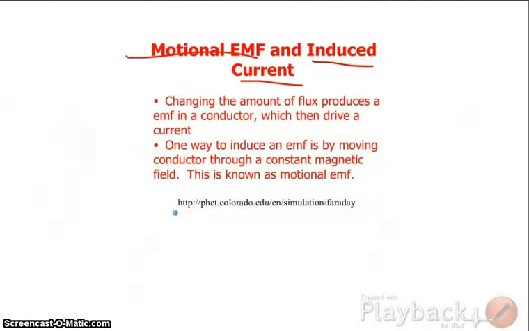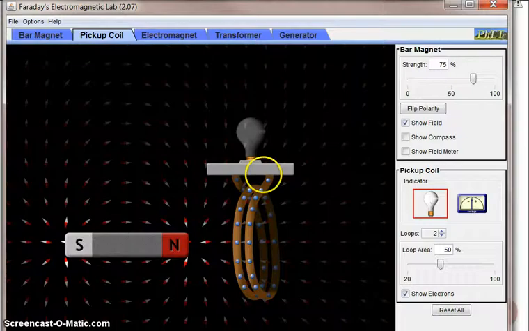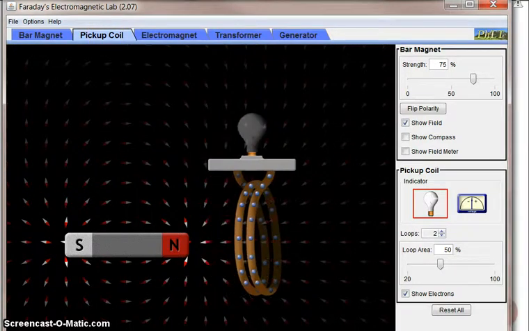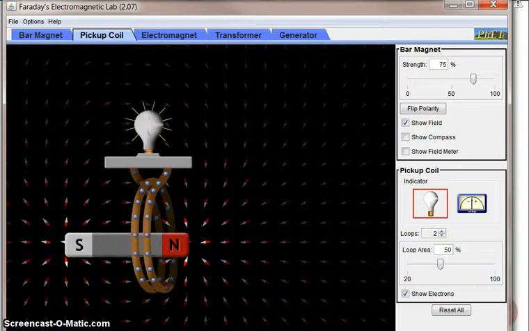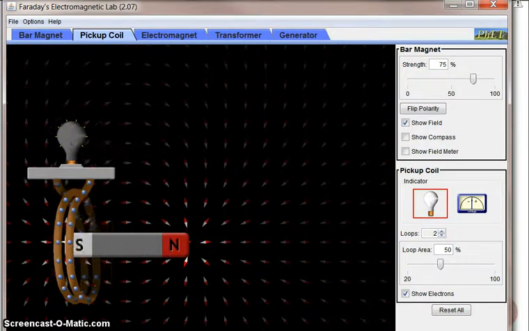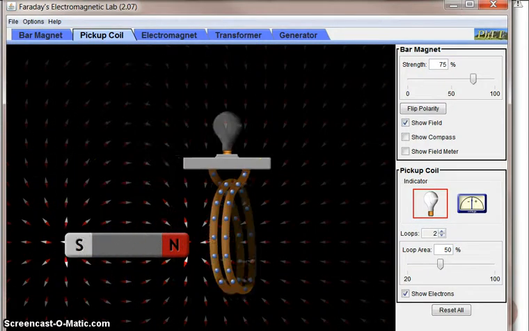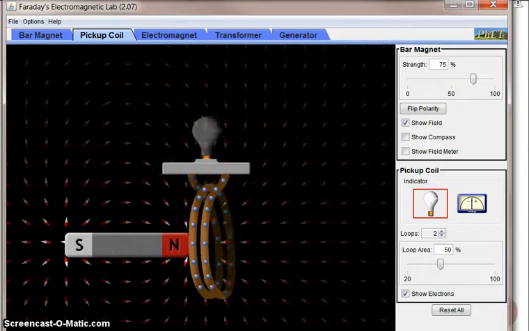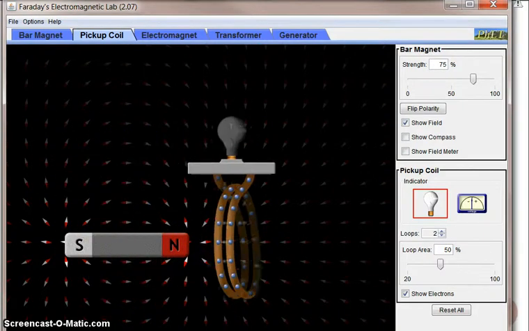One way to induce an EMF is by moving a conductor through a constant magnetic field. This is known as motional EMF. Now if you want to play with this and check it out, you can search PHET, P-H-E-T, and this is Faraday's Electromagnetic Lab. I'm on the second tab, and this is going to show you motional EMF. So I move this through the magnetic field, and it produces a current. It produces an EMF, which produces a current.